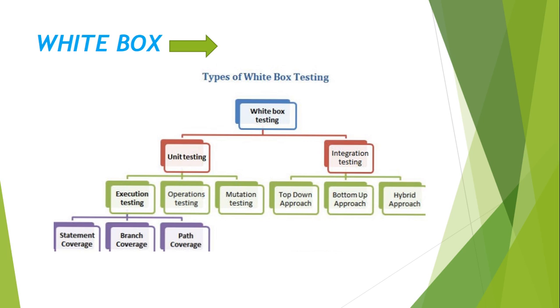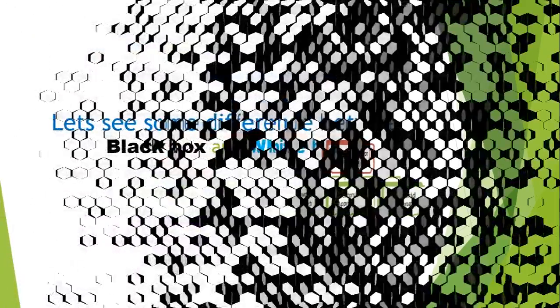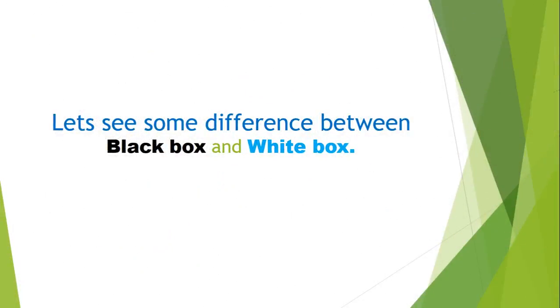That's all. Unit testing has three parts, and in execution testing there are also three parts in this condition. This is statement coverage, branch coverage, path coverage. So that's all about white box testing. And let's see some new thing of black box and white box. Okay, let's see some difference between black box and white box.